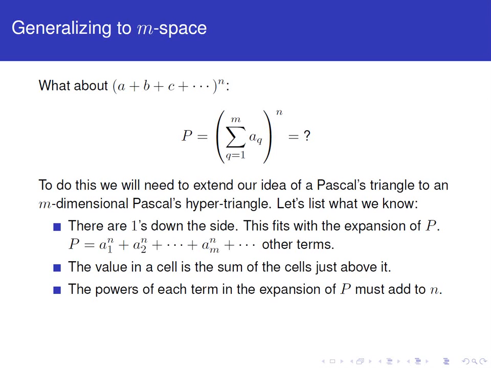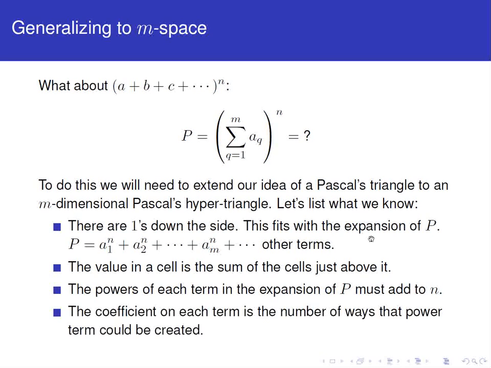And the same thing is going to be true here. Every term that we add together, the sum of the powers has to equal n. So we have that as a constraint. And the coefficient on each term is going to be the number of ways that we could make that term. It's exactly what we saw before. Okay, so we have all the pieces.